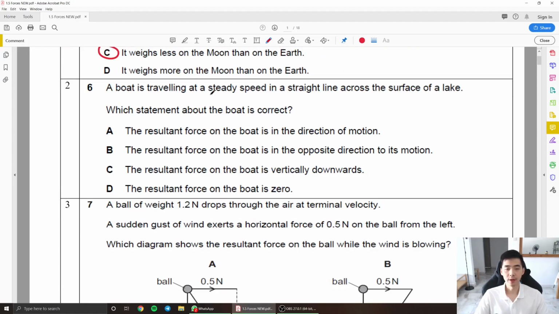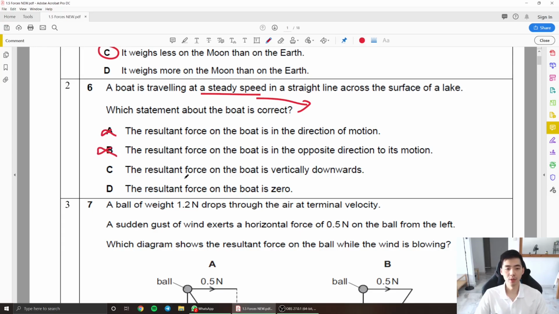A boat is traveling at a steady speed in a straight line across the surface of the lake. Which statement must be true? Now, whenever you see the words steady speed, a steady speed can only occur when there are zero resultant forces and thus zero acceleration. The resultant force on the boat is in the direction of the motion. Not true. The resultant force on the boat is opposite of motion.